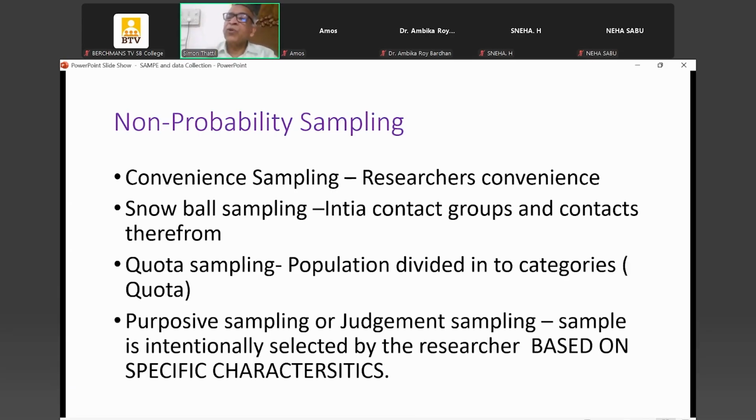So purpose could either be based on period of use, based on type of consumption, based on frequency of purchase, based on what you want to find out. So I'm becoming deliberate. I'm intentionally selecting someone who has met certain characteristics. That is what is called purposive sampling. So you can have these purposive sampling methods also when you're using your sampling.